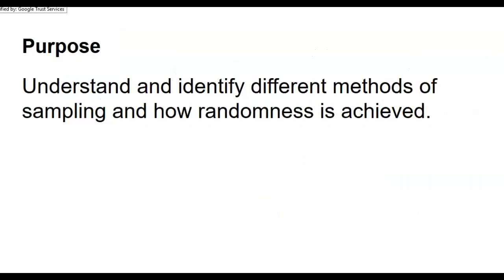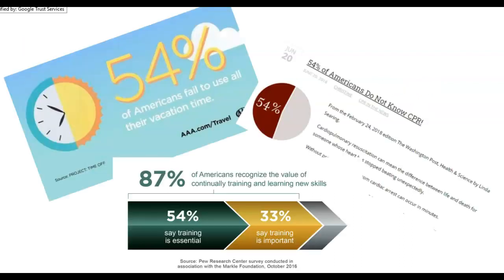This lesson is a Develop Understanding task, which is meant to introduce you to a concept, but not necessarily finalize rules or strategies. The purpose of this lesson is to understand and identify different methods of sampling and how randomness is achieved. In Lesson 4, Statistical Studies, we learned that different types of studies allow you to make different conclusions.